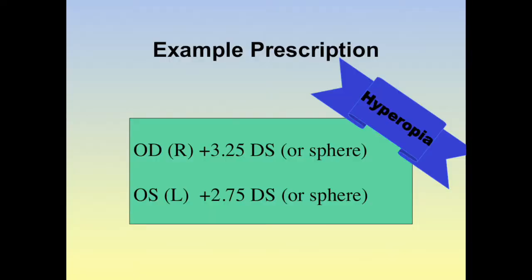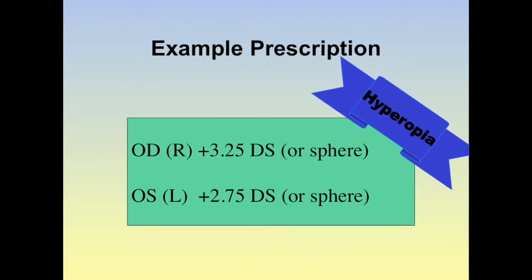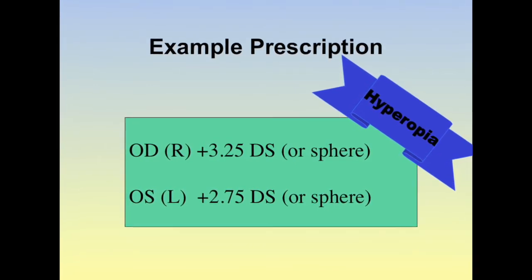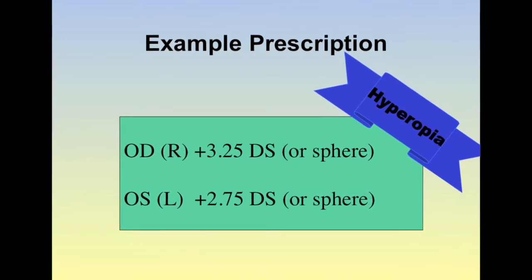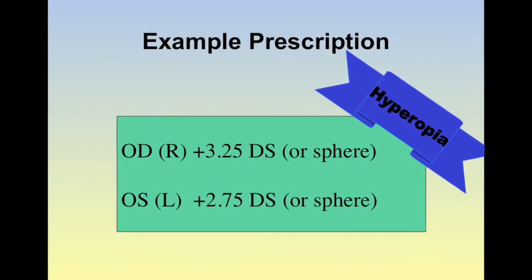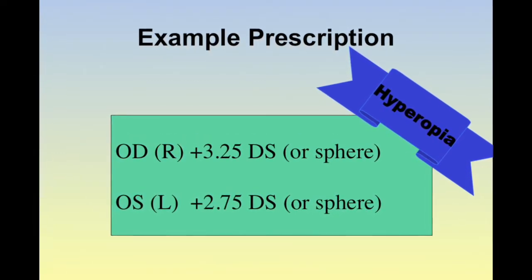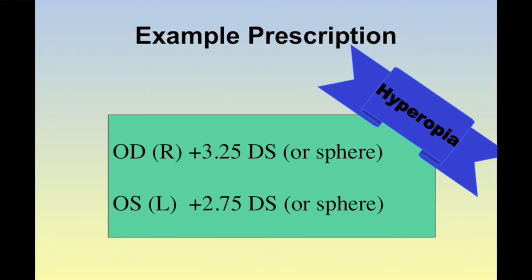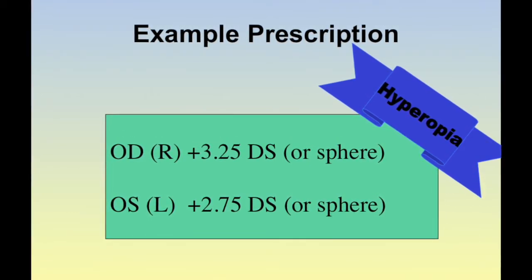So by putting a plus lens in front of a hyperopic eye, you can bring the light rays into focus at the retina. With a typical prescription for somebody who has hyperopia, you're going to see plus signs. For the right eye, we have an example prescription here of plus 3.25 sphere. Again, it's a single power. And for the left eye, or OS, we have plus 2.75 diopter sphere. Basically this means that the right eye needs a little bit more plus power than the left eye.